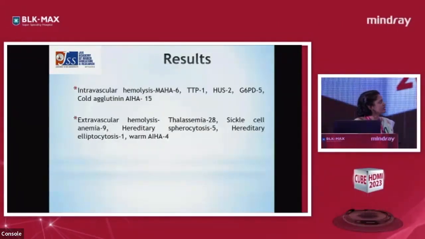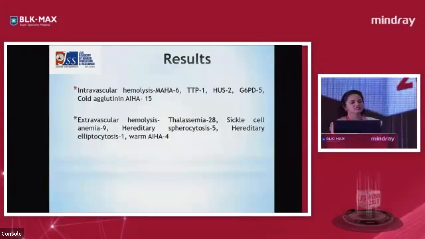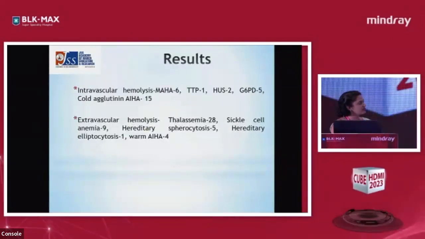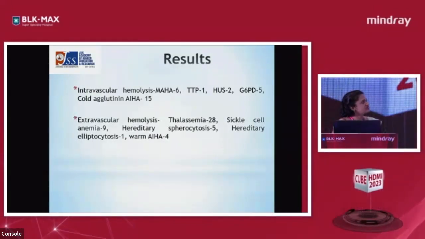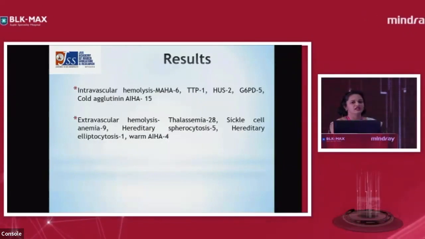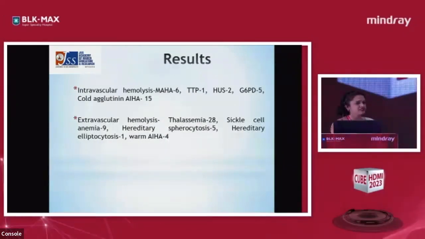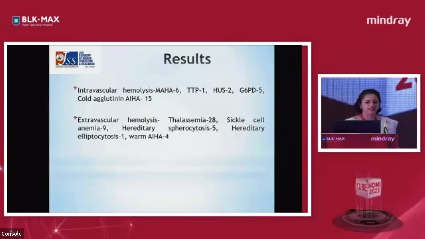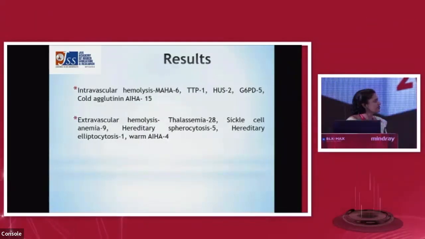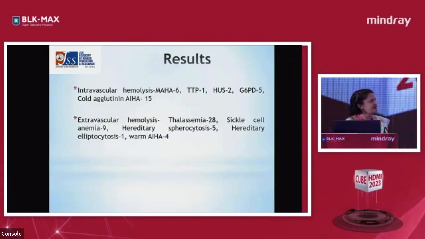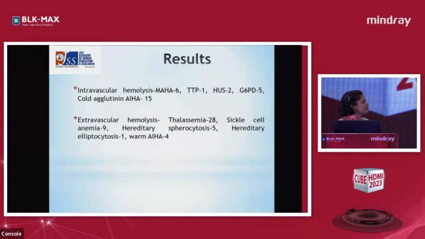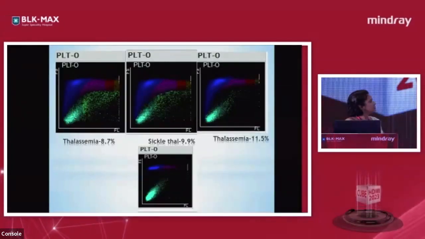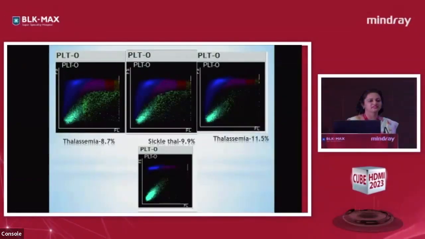So the results were the 29 intravascular hemolysis cases comprised of MAHA, that is microangiopathic hemolytic anemia, 1 case of definitive TTP, 2 cases of HUS, G6PD deficiency 5 cases, cold agglutinin induced autoimmune hemolytic anemia 15 cases, and then extravascular hemolysis: thalassemia, sickle thalassemia combination and sickle cell anemia, hereditary spherocytosis, elliptocytosis, and 4 cases of autoimmune hemolytic anemia, WAIHA. So this is the scatter plot that was obtained from the red channel.